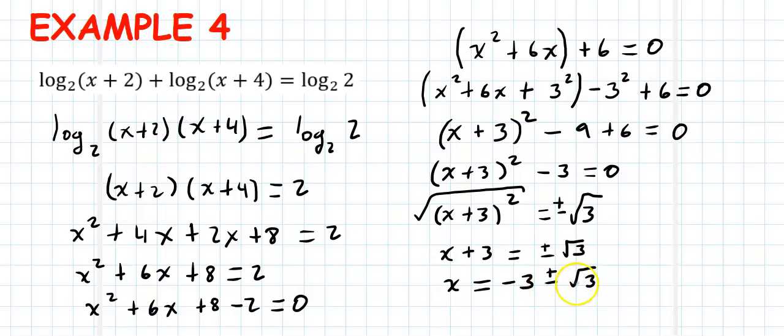If we have the negative solution, the argument of the first logarithm is negative, so it is not possible that solution. The solution is x equal negative 3 plus square root of 3. That is the solution of the equation.